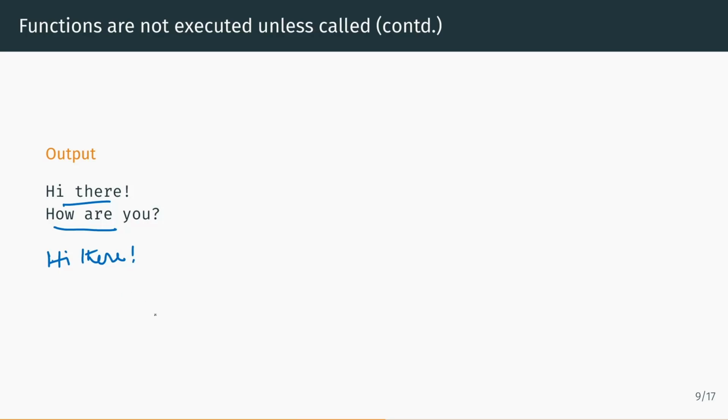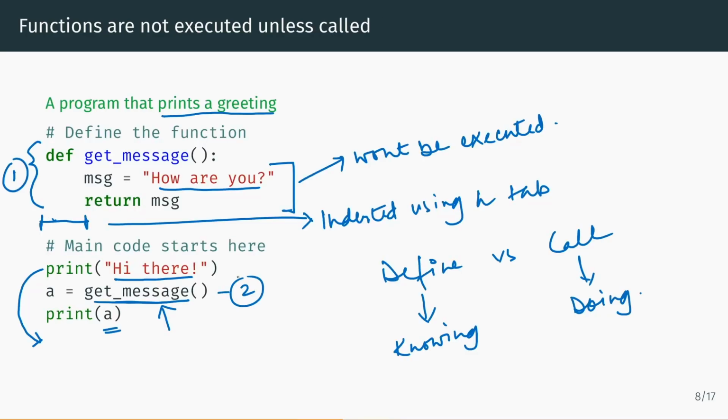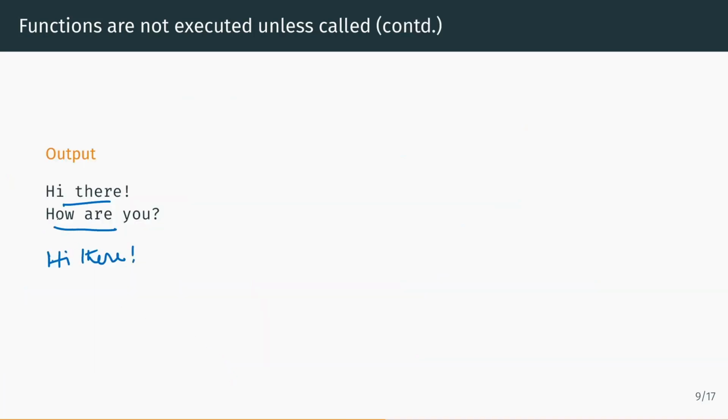So the order in which the function is executed with respect to your main code will completely depend upon how it's called. And if you don't call this, it will just say hi there. It will not print anything else. So a function will not be executed unless it's called. The difference between knowing and doing.